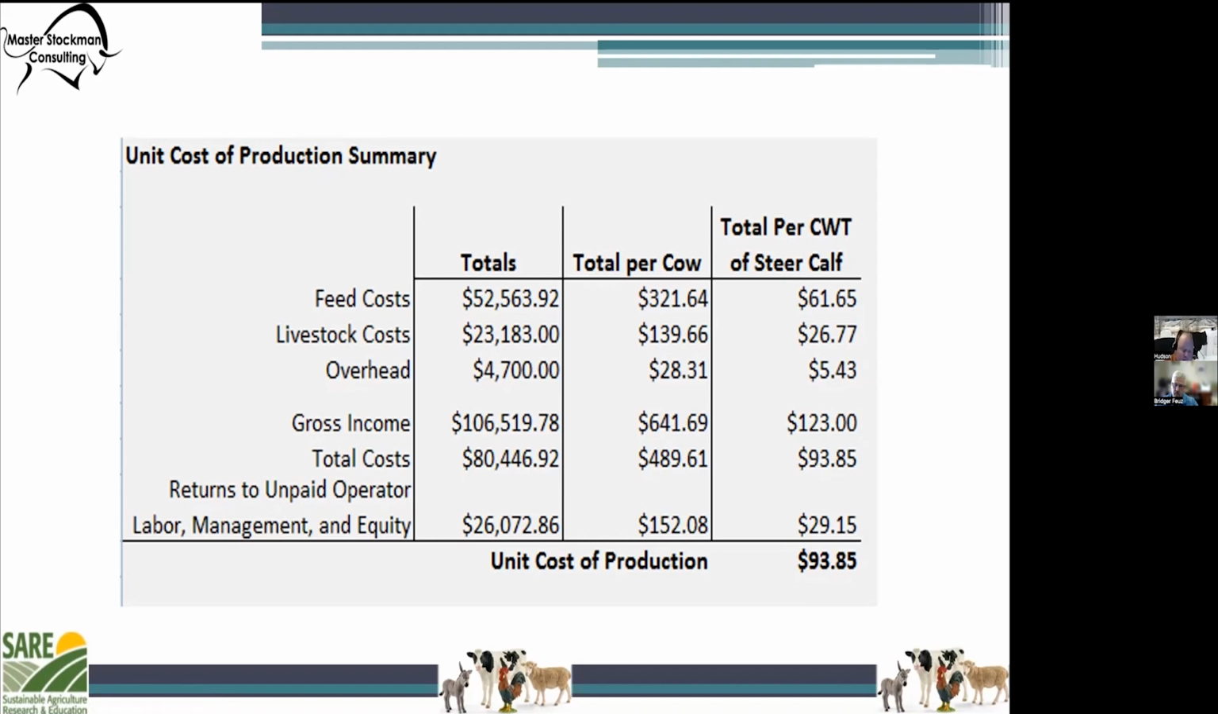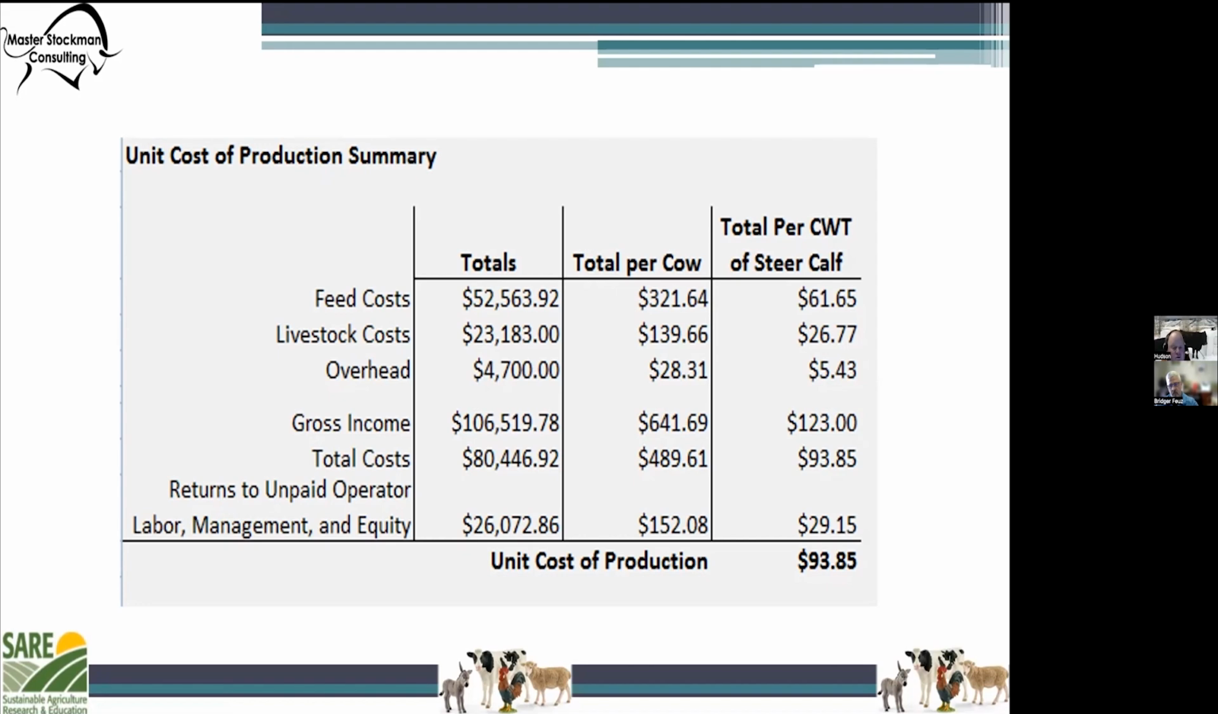per head. But the important thing to look at there is what's our unit cost of production. Our unit cost of production is $93 a hundredweight, $93.85. And so with that, we can step back and say, well, if we come up with a better reproduction rate, or if we wean more calves, or if we wean bigger calves, what'll that do to our numbers? And we can start looking at that saying, that'd be great. If we weaned a 100-pound bigger calf, boy, look how much more money we can make.